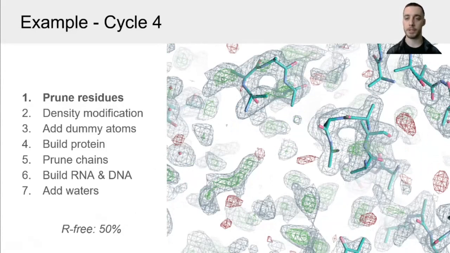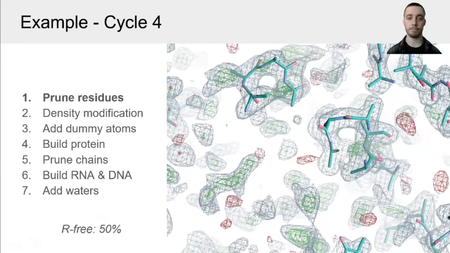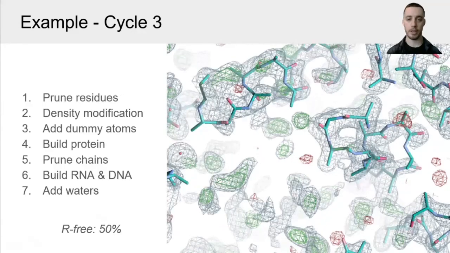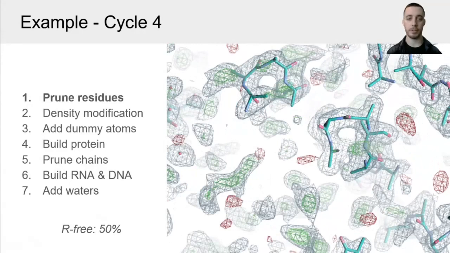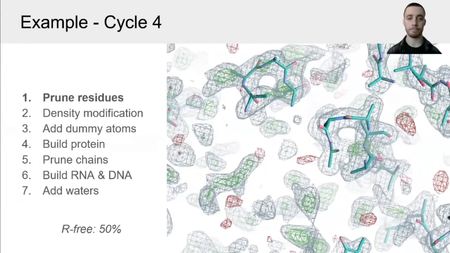So the first step is to prune residues. So we can see in the top left, there's been some residues pruned, and the density for those residues has disappeared when we've deleted them and refined again, which suggests to us that this density is maybe only here due to noise and model bias. And really it probably should be building out in this direction.